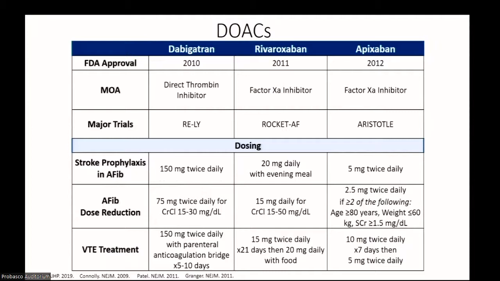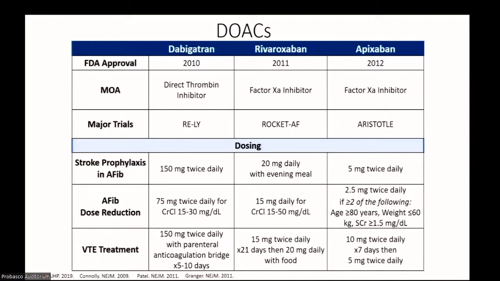So here's a table of our 3 most commonly used DOACs. Dabigatran is the direct factor 2, or thrombin, inhibitor. The 2009 RE-LY trial looked at dabigatran administered at a dose of 150 milligrams twice a day in AFib patients as compared with warfarin, and was associated with lower rates of stroke and systemic embolism, but similar rates of major hemorrhage. So no real benefit, like a pro, to choosing one over the other in regards to bleeding.